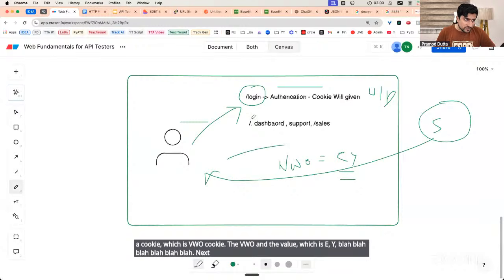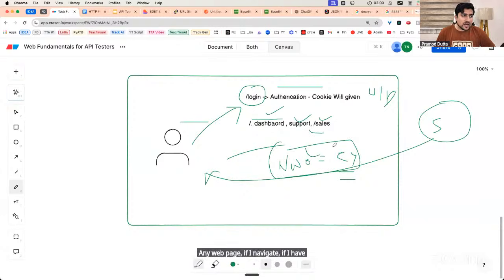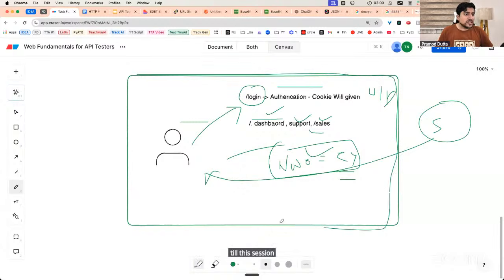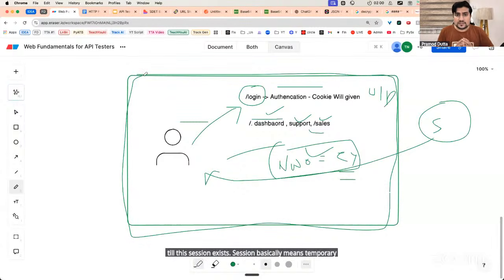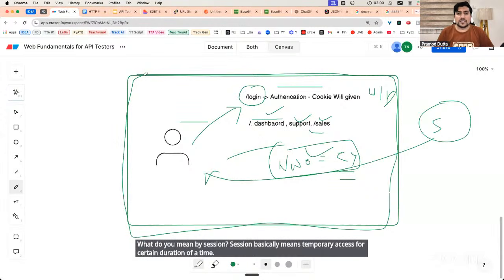Next time, if I navigate to any VWO web page and I have this cookie, I am allowed to use it as long as this session exists. Session basically means temporary access for a certain duration of time. That is all a session means.